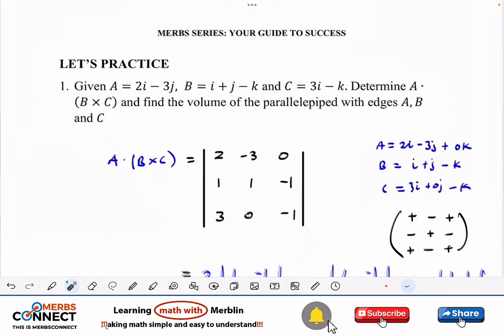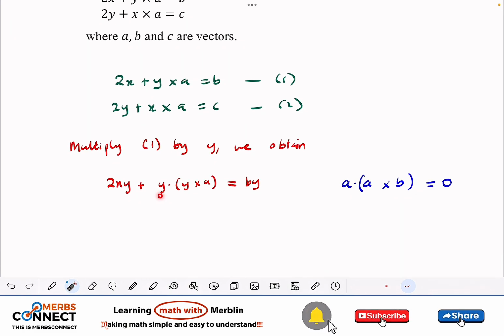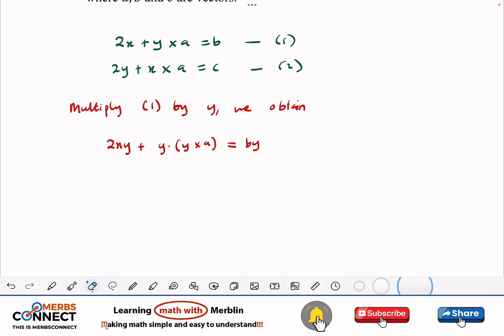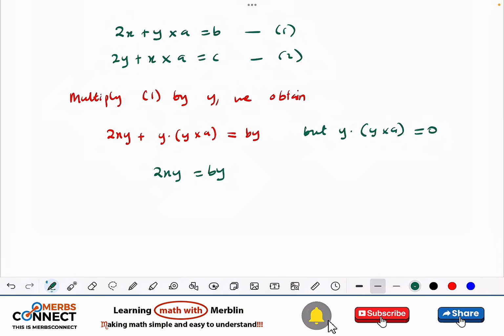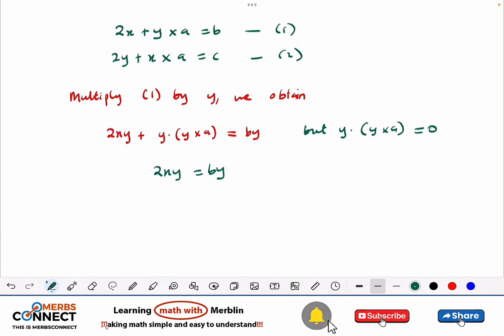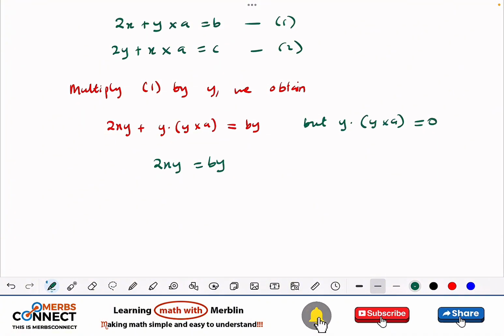Good. So that was the reason why I was trying to multiply it by y, so that I have the same y going with this one and I'll be getting it to be 0, right? So this, we know that, but y dot y cross a, this is going to be 0. So we are going to have 2xy to be equal to by. And guess what? In equation 2, what should we multiply with so that we get 0? X, right? So we need to multiply equation 2 by x.